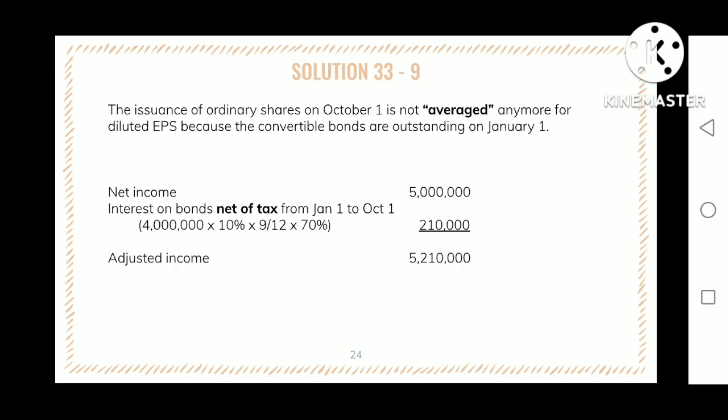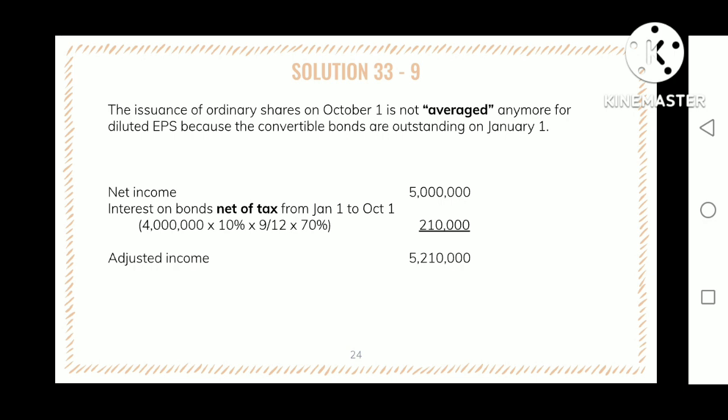The issuance of ordinary shares on October 1 is not averaged anymore for diluted EPS because the convertible bonds are outstanding on January 1. What we assume is an as-if scenario where the convertible preference shares and convertible bonds payable are assumed to be converted. So, net income, 5 million. Interest on bonds net of tax from January 1 to October 1. We have here 4 million, the amount of our bonds payable, multiplied by 10%, the stated rate, multiplied by 9 over 12, the number of months from January to October 1.